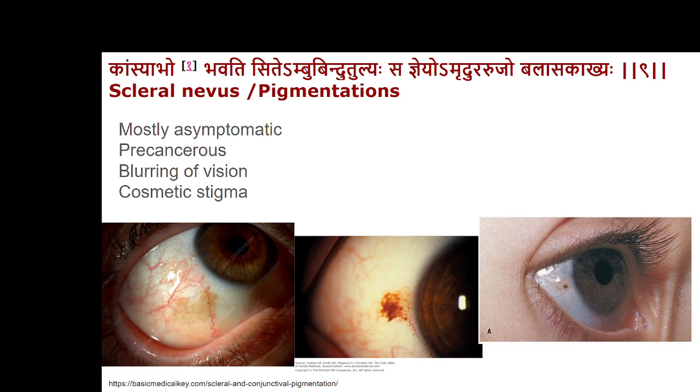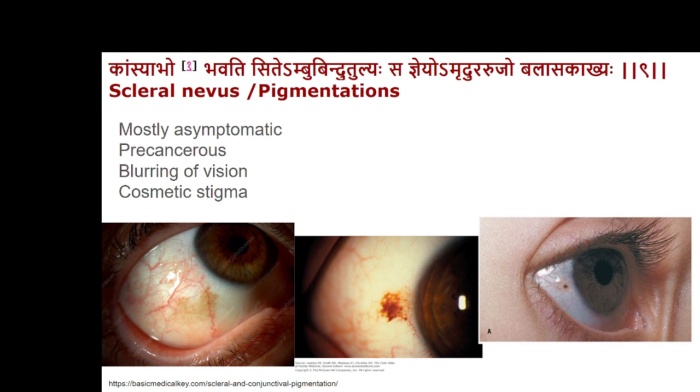That's exactly what we see as the scleral nevus, or pigmentation, something like the moles in the eye. Now, that scleral nevus often can be a birthmark, and it is mostly asymptomatic. Rarely it may be considered precancerous, like melanoma. Very rarely it can occur. Blurring of vision rarely occurs, and only if it is involved in the cornea. But as long as it's in the sclera, it doesn't. The other issue is the cosmetic one.